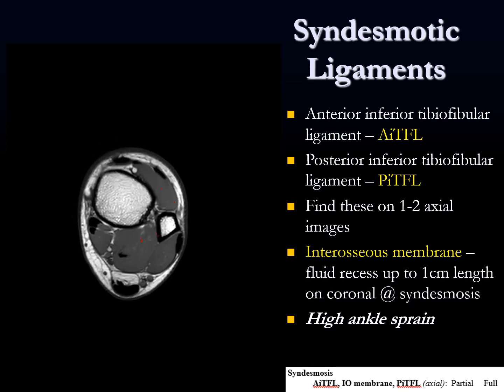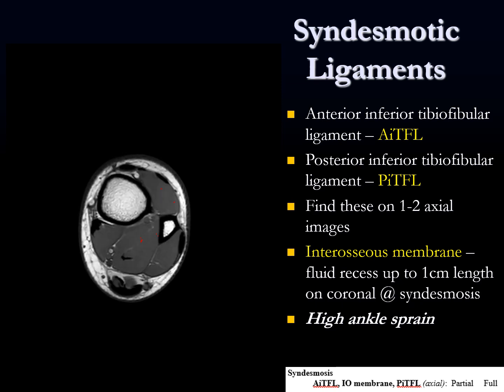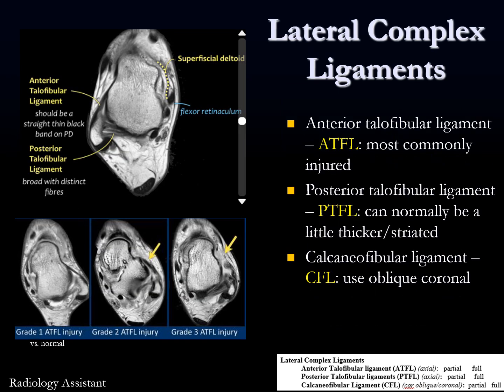So finishing up, just scrolling through the rest of that. Okay, and then after we're done with the syndesmotic ligaments, we can continue more inferiorly into the lateral complex ligaments. There's 3 main ligaments to know in this location. It's the anterior talofibular ligament, the posterior talofibular ligament, and the calcaneofibular ligament.